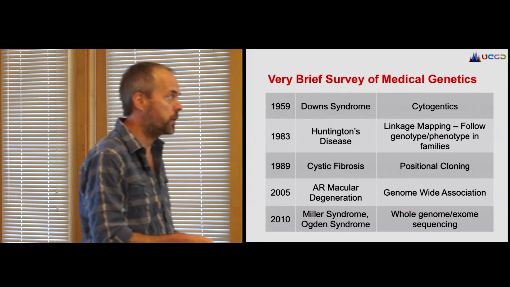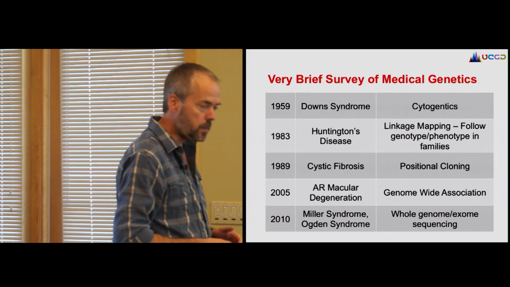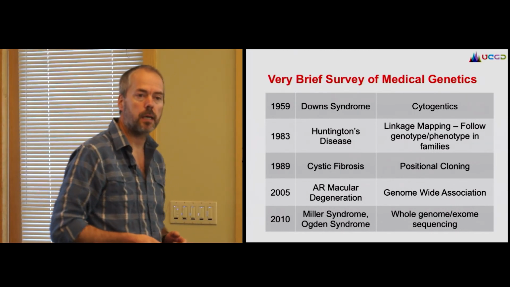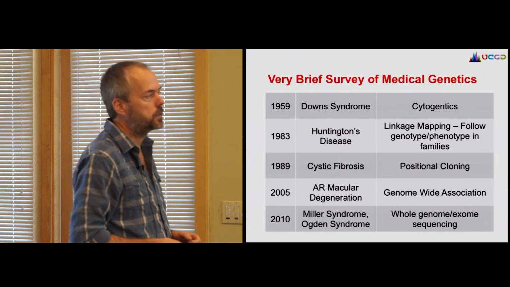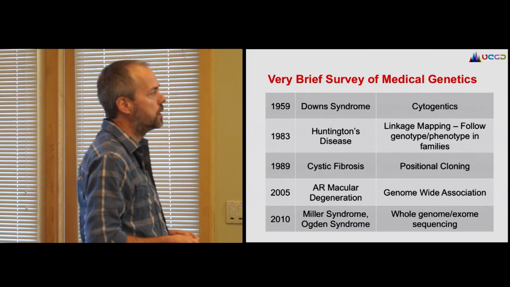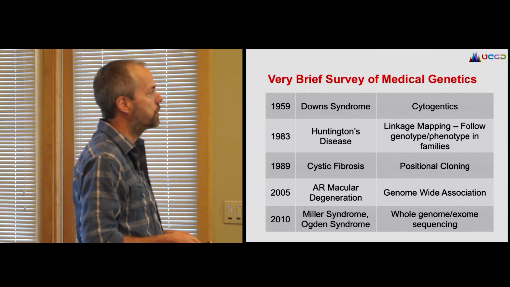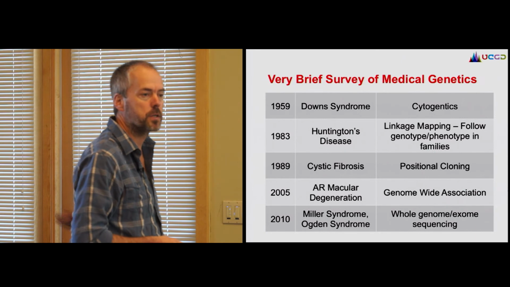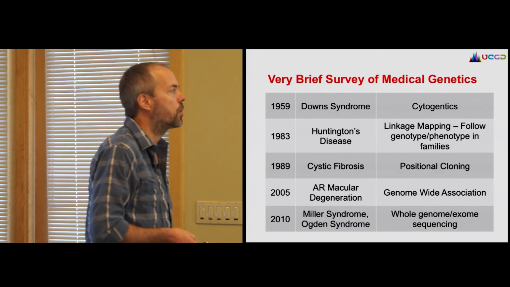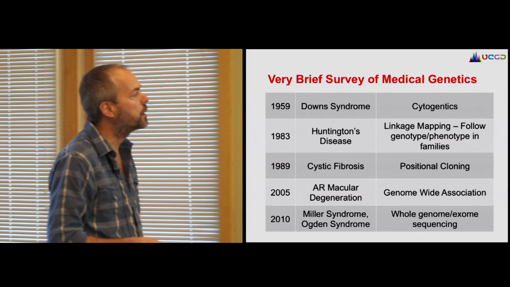And of course, this was all done back in the days of slab gels and radionucleotide sequencing, and so it was very difficult and time-consuming, and it took years to sort out the locus for cystic fibrosis. Several large groups working very hard on that.